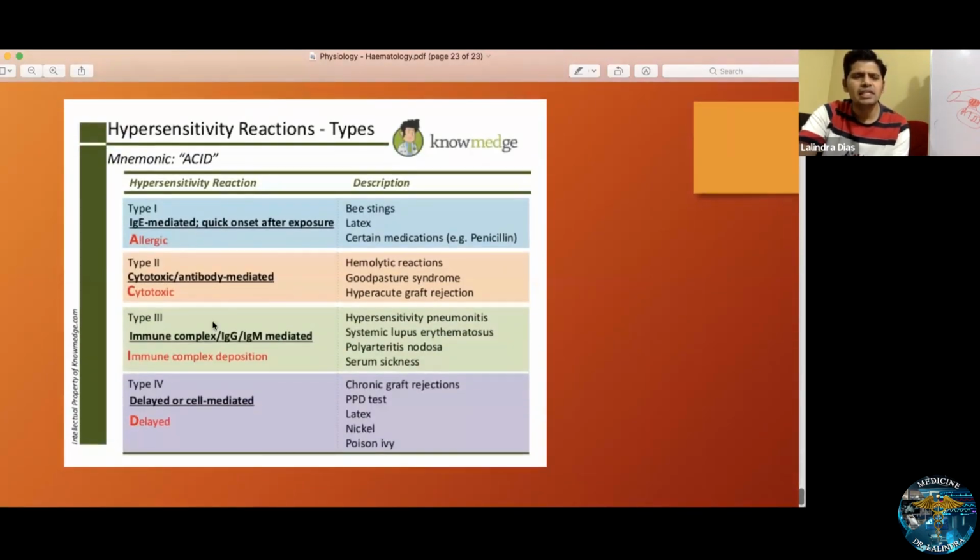Again, another easy explanation of the same thing. Type 1 is IgE mediated. Yes, it's atopic, allergy related. So IgE mediated, quick onset after exposure. So immediately after exposure, they get symptoms. Allergic reaction develops immediately after exposure. So that's why they say quick onset after exposure.